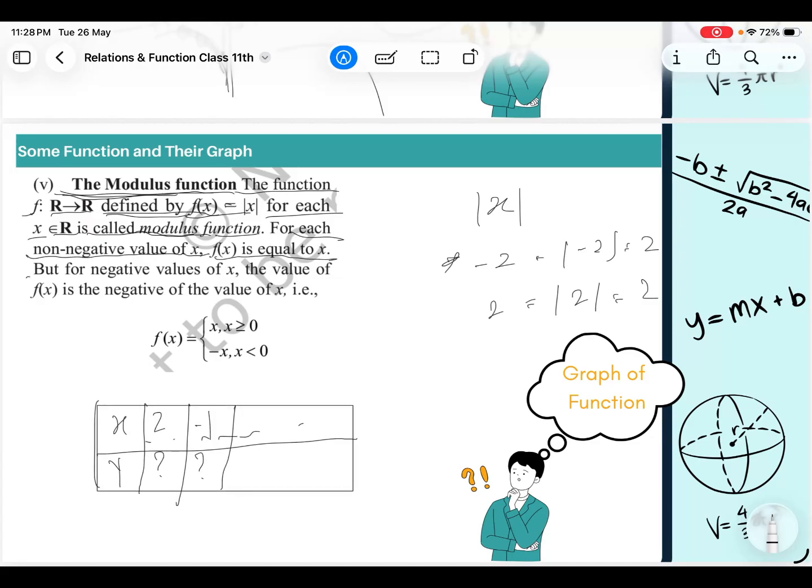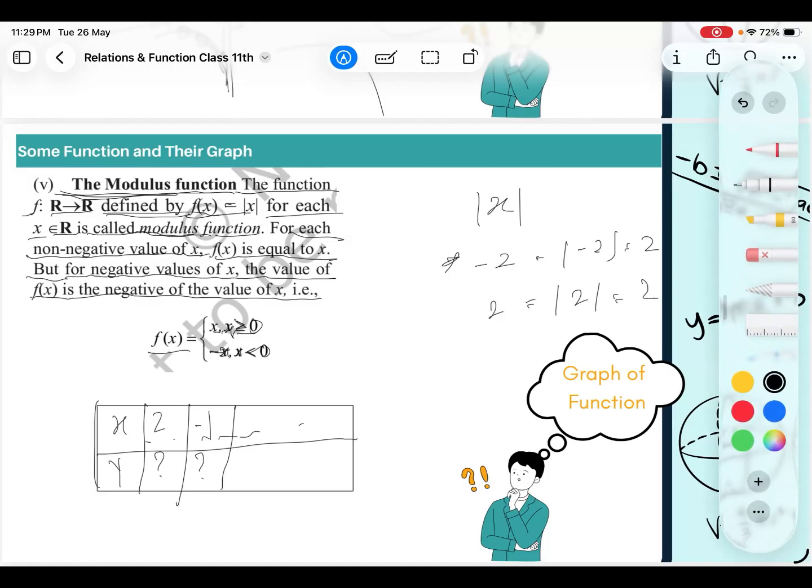f(x) is equal to x, but for negative values of x, the value of f(x) is the negative of the value of x. Example, f(x) equal to x when x is greater than or equal to 0, and minus x when x is negative. What does it mean? Can you just understand and tell me? So it's saying that if you put anything in x, whether this is minus or plus, no matter.